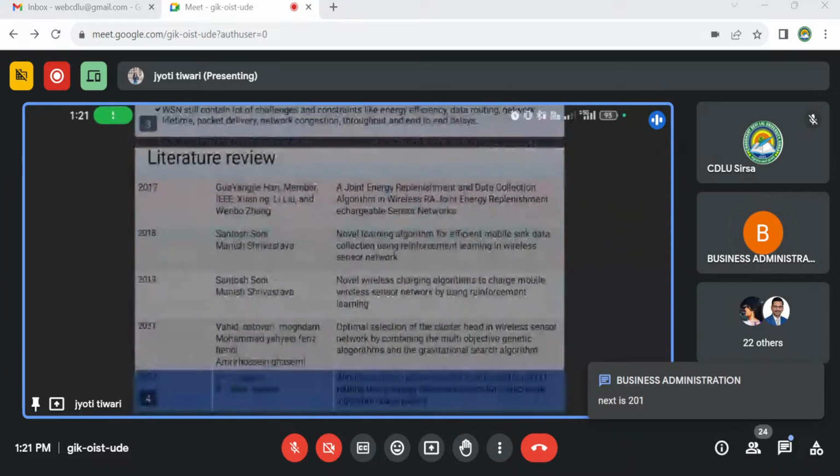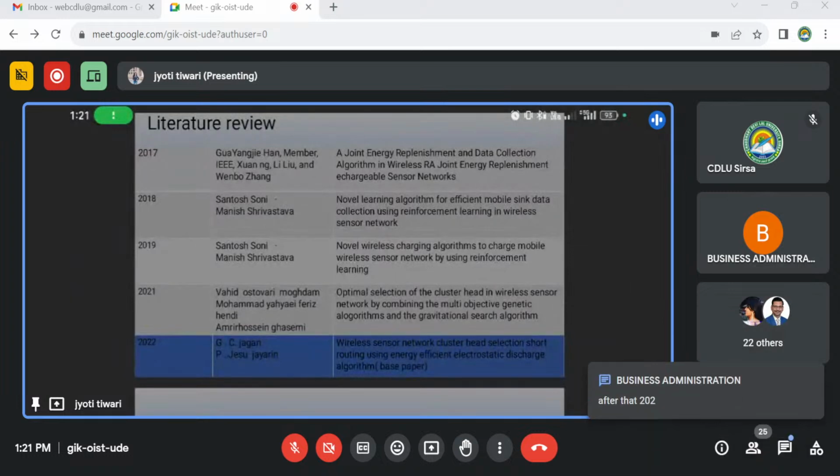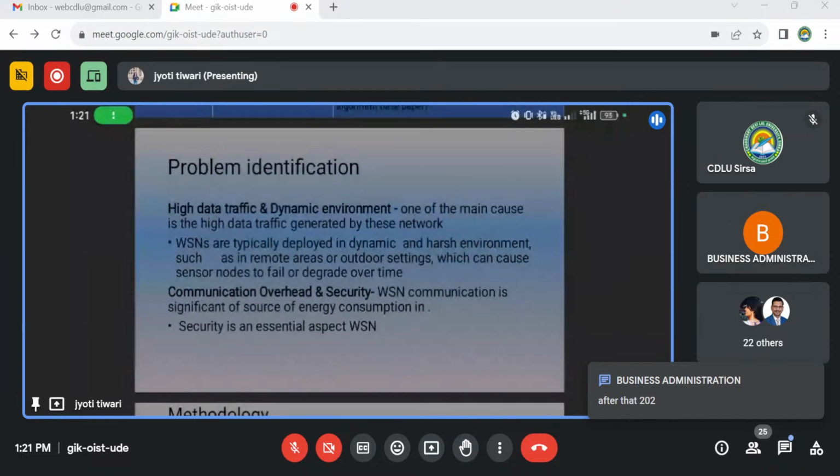These are my literature review for joint energy replacement, and the refreshing of my base paper was routing using an energy efficiency discharge algorithm. This is my base paper. Problem identification: this is high data traffic and a dynamic environment. The WSN is deployed in a dynamic harsh environment, such as remote areas and outdoor settings, and then communication overhead and security. This is the security purpose of the energy efficient protocol, because I am using it for clustering.